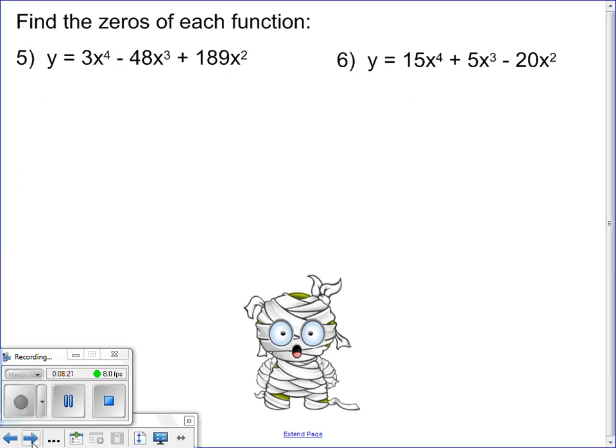Ooh, number 5. How many answers will I find? 4 answers. There are. It's x to the 4th, so I should find 4 answers. Yes, it's necessary. It's so much fun. You get 4 answers. Yay! Good. I can take out a 3x squared. That doesn't make it so hard then. So what do you have left?